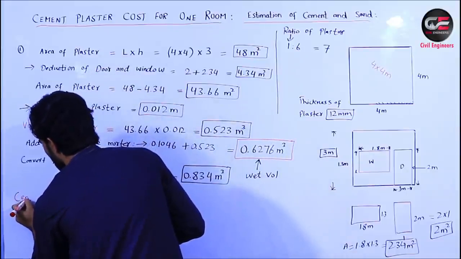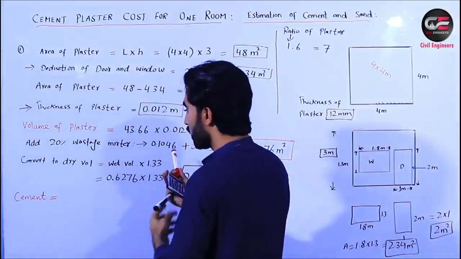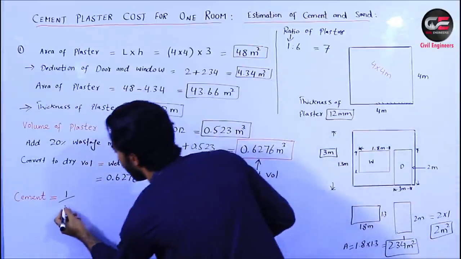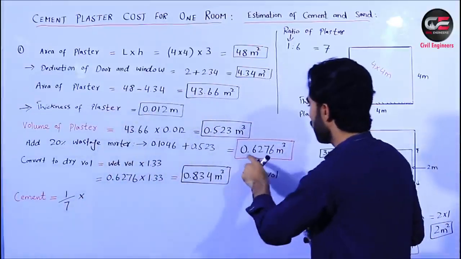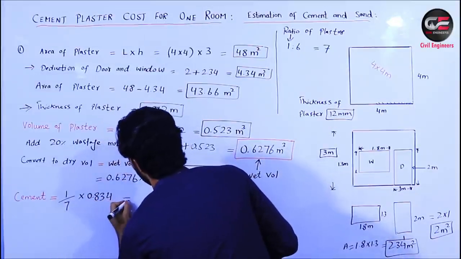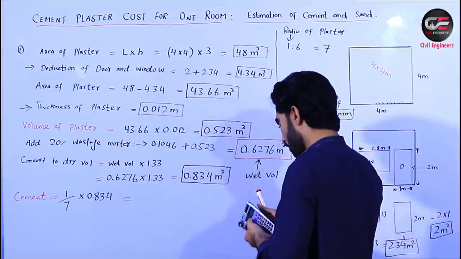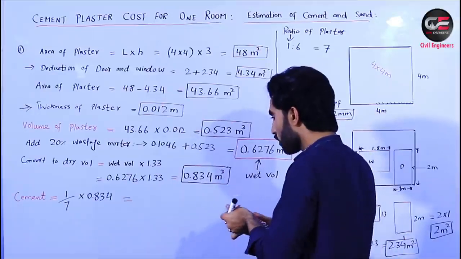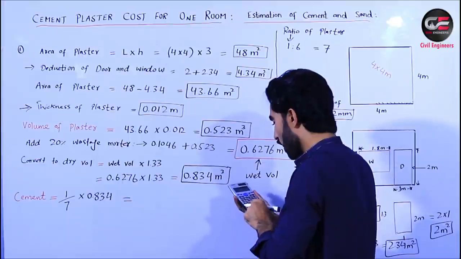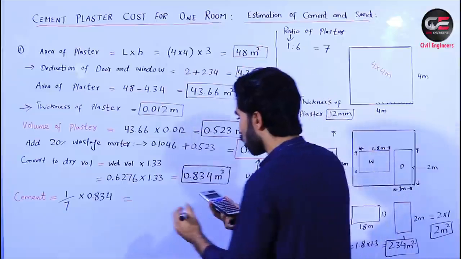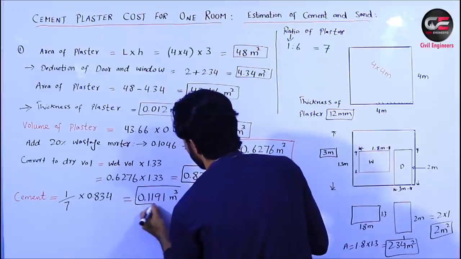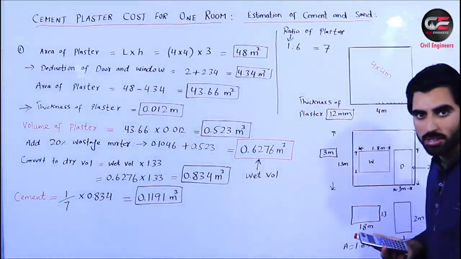Now we require the quantity of cement. As you can see guys, cement is 1 part and the sum of the ratio is 7. So 1 divided by 7, multiplied by this volume 0.834, we require 0.1191 meter cube. This is the volume of cement required for plastering this room.